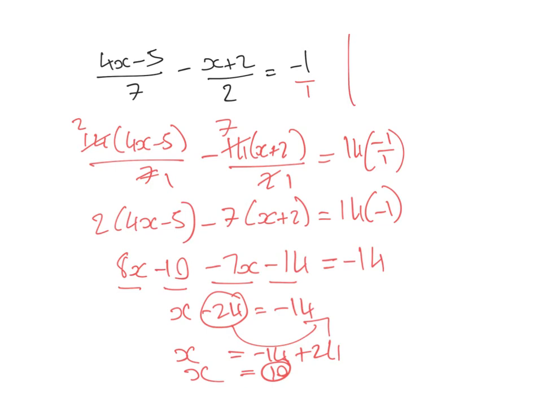So is 4 times 10 minus 5 over 7 minus 10 plus 2 over 2 equal to negative 1? Well, 4 times 10 is, hang on, let's use this. So 4 times 10 is 40, take away 5 is 35. 35 divided by 7 is 5, so this all comes to 5. 10 plus 2 is 12, divided by 2 is 6. 5 take away 6 is negative 1. So we know that's right. Okay, so with minuses, subtractions with algebraic fractions, you should be very careful.